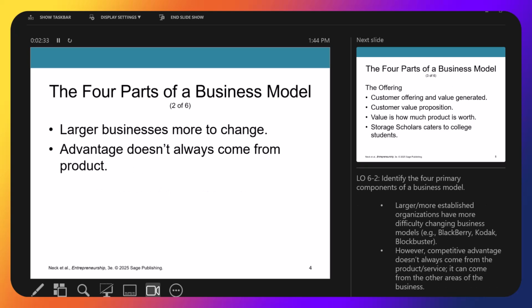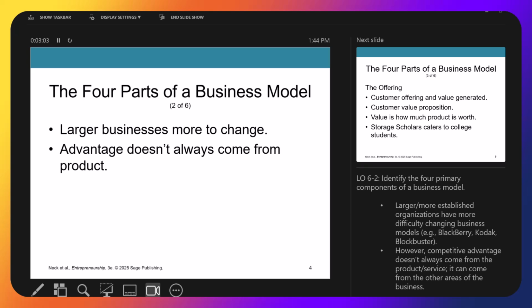Larger businesses, when you look at the change, it is hard for them to change because they are such big, large organizations. So it's hard for them to make quick, fast, and agile changes. Being smaller, being an entrepreneur, it's much easier for an entrepreneur to actually make adjustments on the fly.